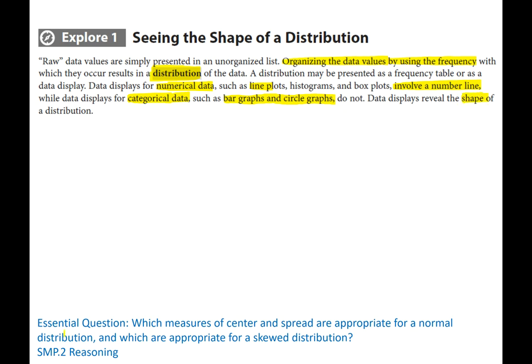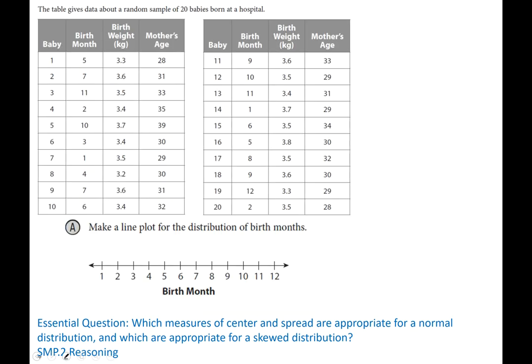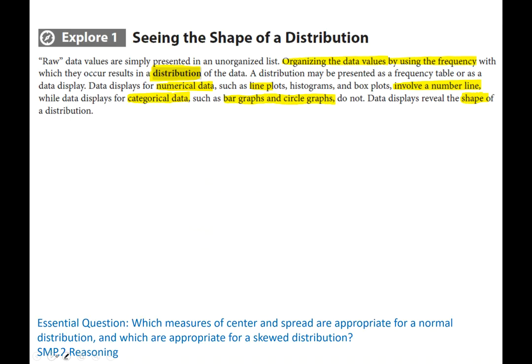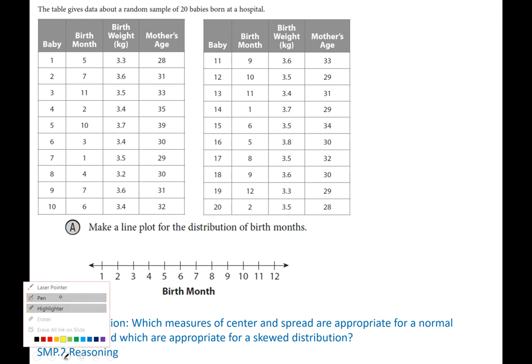All right, so then we're going to go forward. Okay, so this first part, part A, says the table gives data about a random sample of 20 babies born at a hospital. It says make a line plot for the distribution of birth months. So our focus right now is only on birth month. Okay, so we're going to record that data and we're going to organize it on the number line.